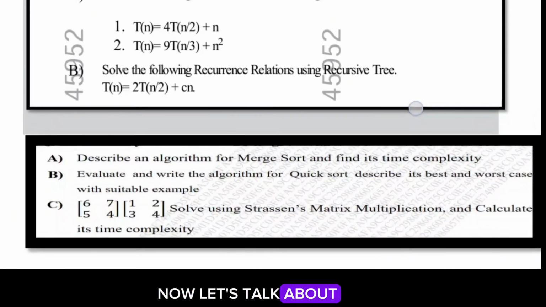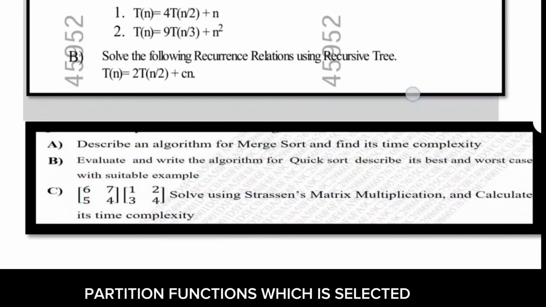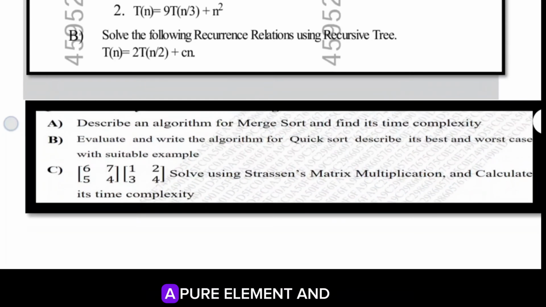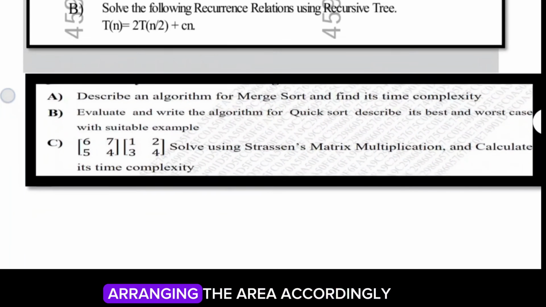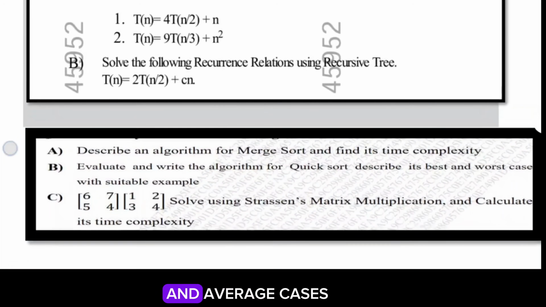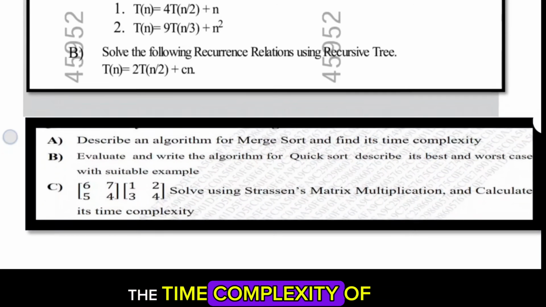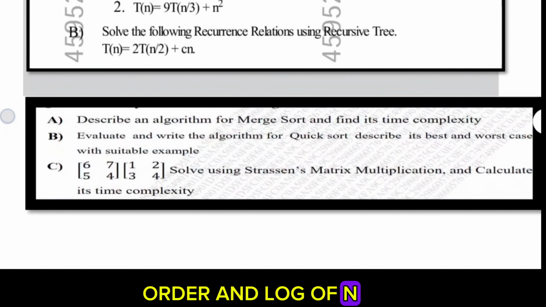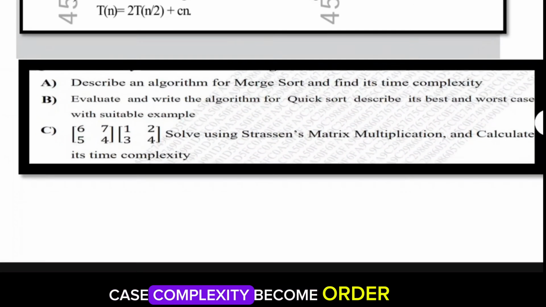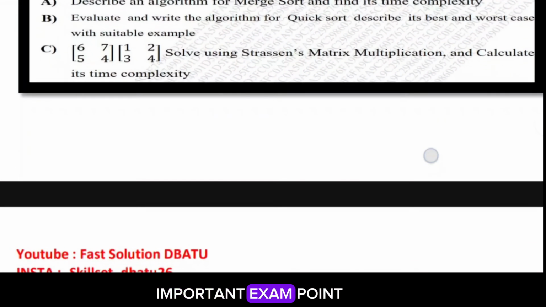Now let's talk about quicksort. Quicksort works using a partition function, which selects a pivot element and arranges the array accordingly. In the best and average cases, quicksort also performs with a time complexity of order n log n. However, its worst case complexity becomes order of n squared. This is a very important exam point.